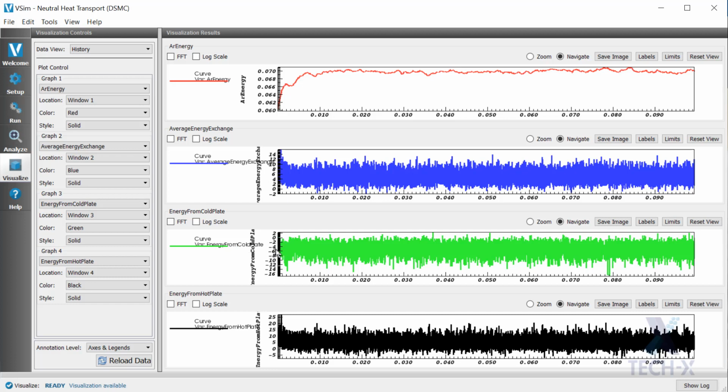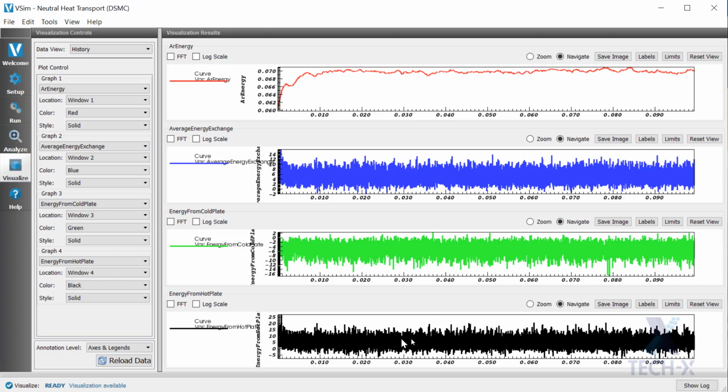So we have the energy from the cold plate, and we can see that's negative because this is the energy transfer from the plate to the particles. And since this is a cold plate, we expect the energy to be given from the particles to the plate. And vice versa for the hot plate, the energy exchange is positive. Now, this is actually a plot of the power that's transferred to the plate.